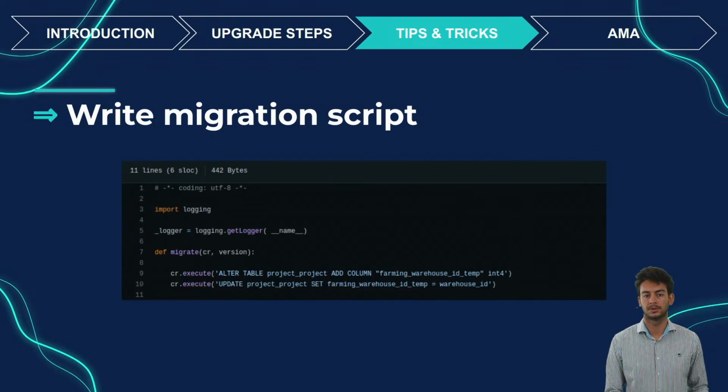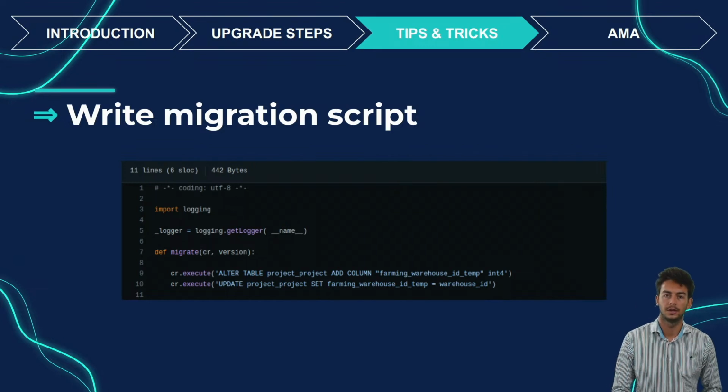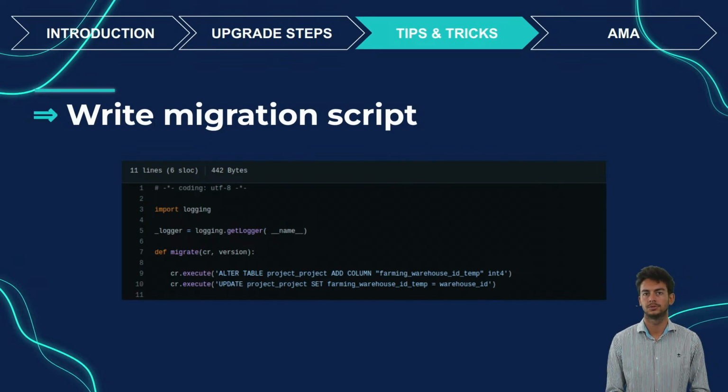So here is an example of a migration script. Well, you can do kind of anything with it. You can run SQL commands, you can update views, you can execute a compute function. So anything that you would do in Odoo, you can do it in a migration script.